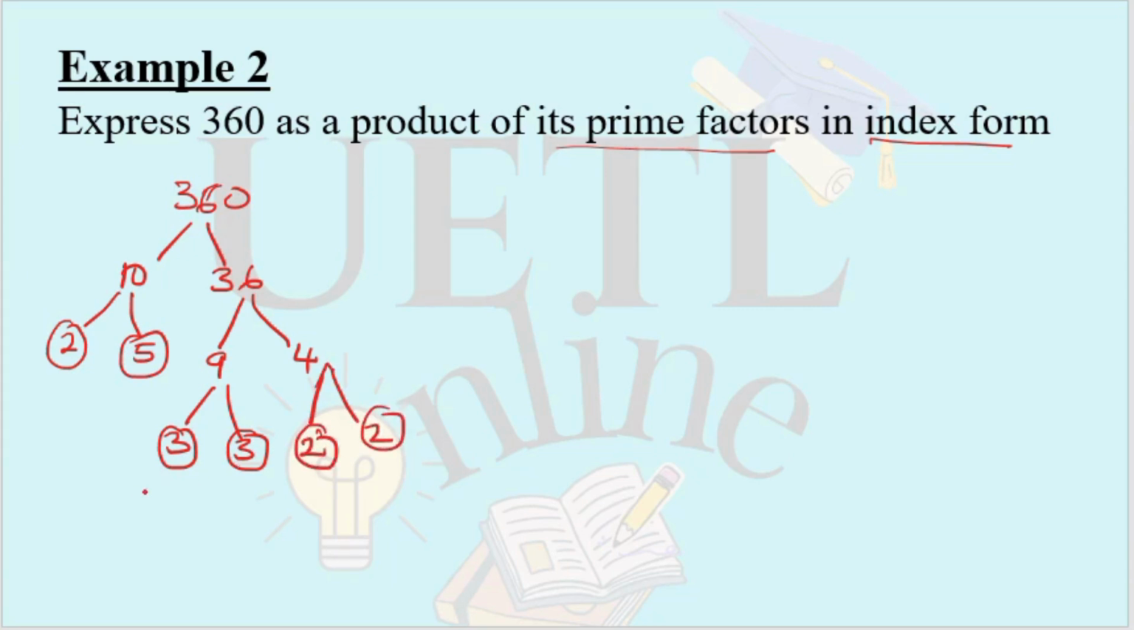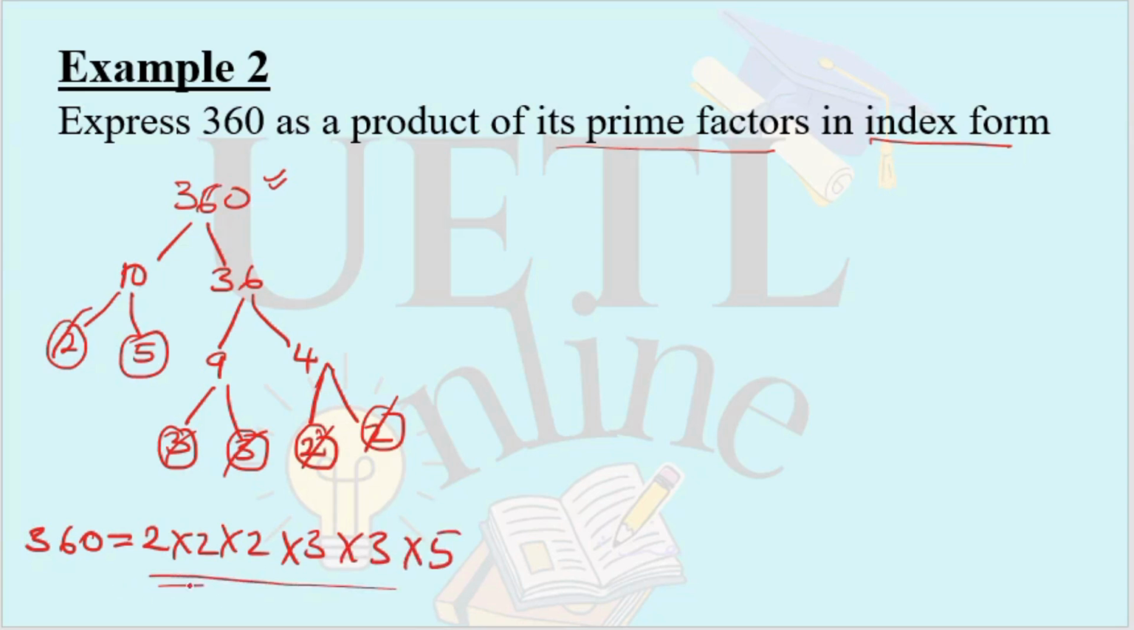After we conclude all the branches, we can now say that we have successfully changed 360 into a product of its prime factors. So you can now easily say 360 is equal to 2 times 2 times 2 times 3 times 3 times 5. Now you have successfully expressed 360 as a product of its prime factors. Now let's change them to index form.